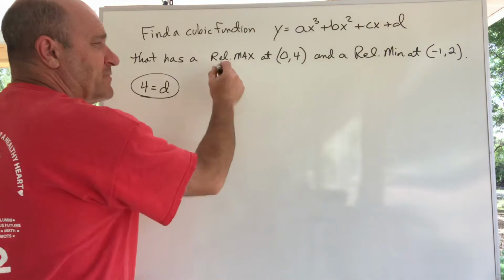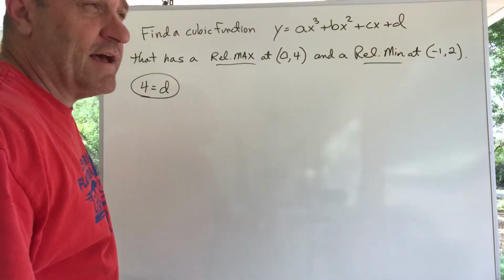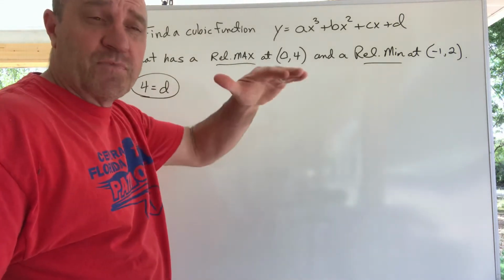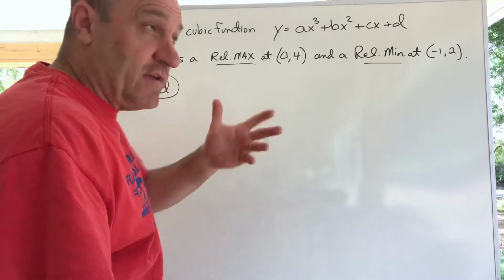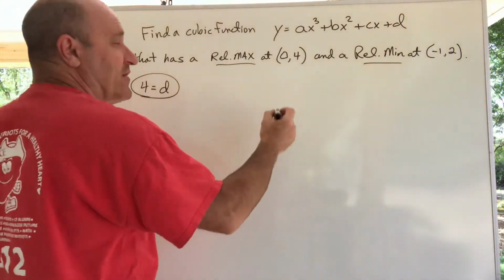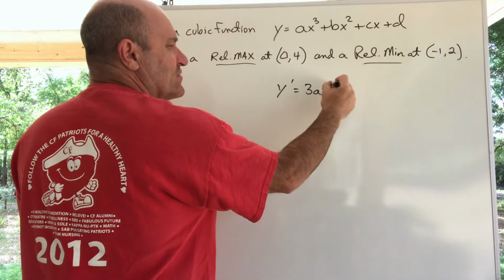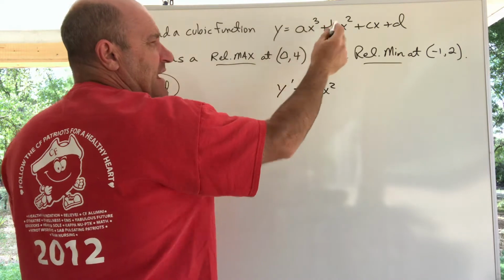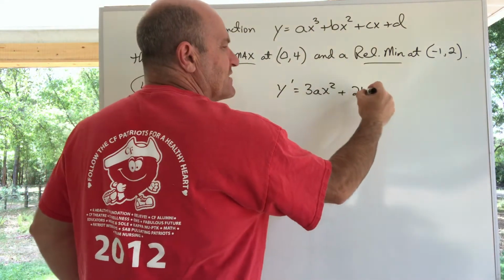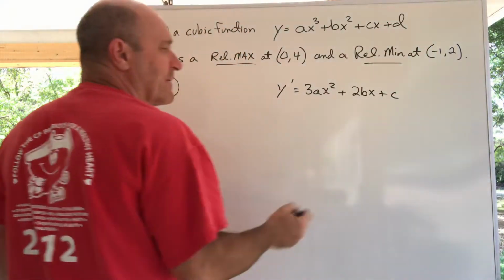The other concept is, because it's a max and because it's a min, we know that on this cubic function like this, the slope will be 0. The slope will be 0, so the derivative will be 0 at these x values. So what is the derivative? The derivative is 3a x squared, plus 2bx, plus c. You're taking the derivative, treating a, b, c and d like constants. D goes away.